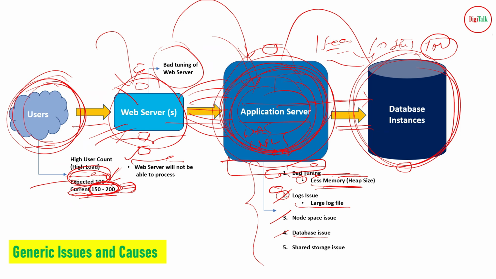And apart from that, multiple times we have a shared storage in the application server. There is a lot of data stored in the shared file system. If the shared file system, which is an external storage, is not performing well or has certain kinds of issues, then your application server will not be able to contact or read the data in the shared storage. So that may also impact your application server performance.